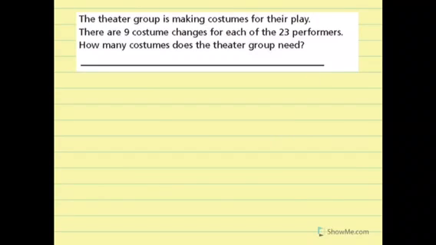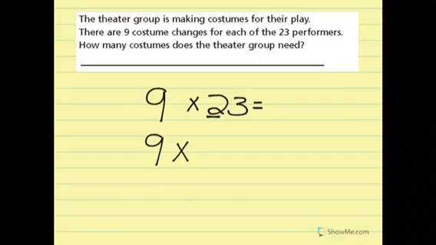The theater group is making costumes for their play. There are 9 costume changes for each of the 23 performers. How many costumes does the theater group need? For this problem, I'm going to do 9 times 23. First, I estimate. So I'm going to round 23, and it's below 5, so I add 0. So 23 goes to 20.